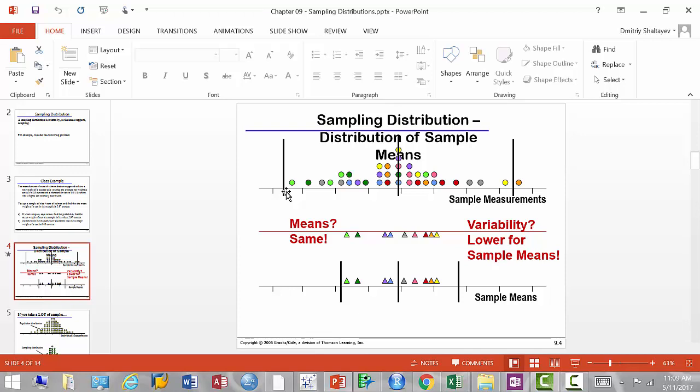So I keep picking samples of 4, and for each sample I compute average, compute average, compute average, and compute average. All averages are going to be different, so therefore they by themselves will form their own distribution. So distribution of all sample averages. And that is called sampling distribution. So let's see how the animation works, and if it does actually work on this slide.